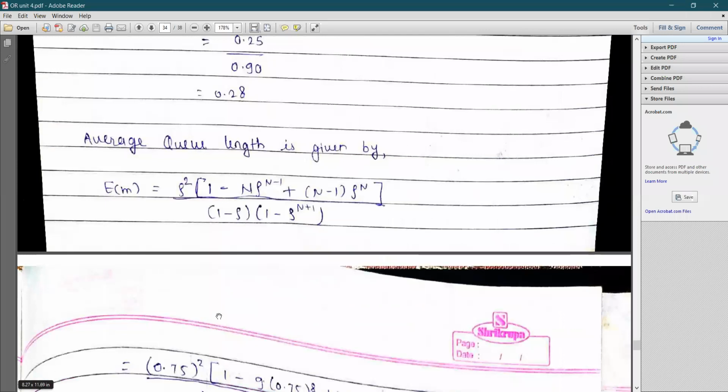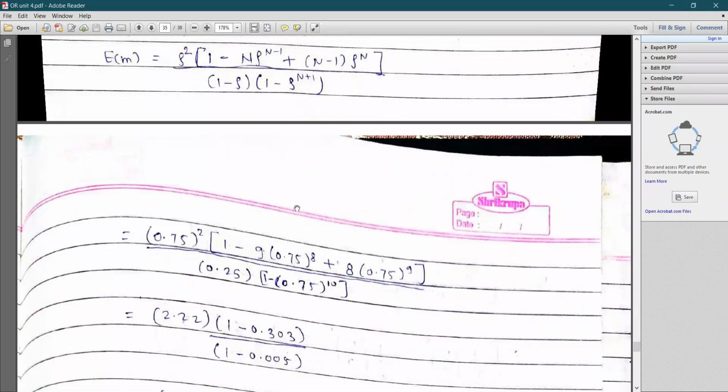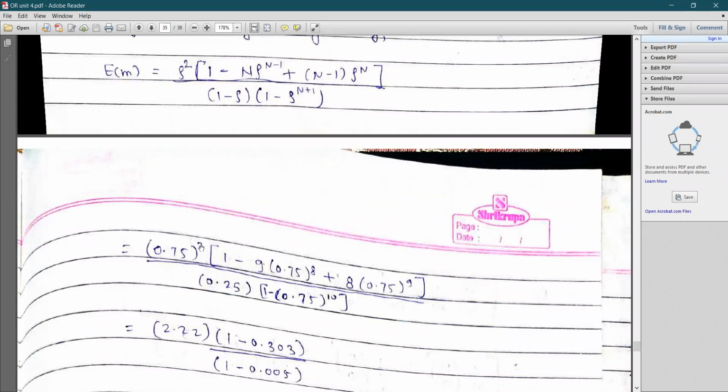And average queue length is given by the formula E of n is equal to rho squared into bracket 1 minus n into rho to the power n minus 1 plus n minus 1 rho to the power n, upon 1 minus rho into second bracket 1 minus rho to the power n plus 1. Putting here the value of n and rho, we get 0.75 bracket square into 1 minus n की वैल्यू कितनी है, ट्रेन है 9, तो ये 9 into 0.75 raised to the power 8, n is equal to 9 minus 1, 8, plus 8 into 0.75 raised to the power 9, upon 1 minus rho, that is 0.25 into 1 minus 0.75 raised to the power 10, n plus 1, n is equal to 9, 10.